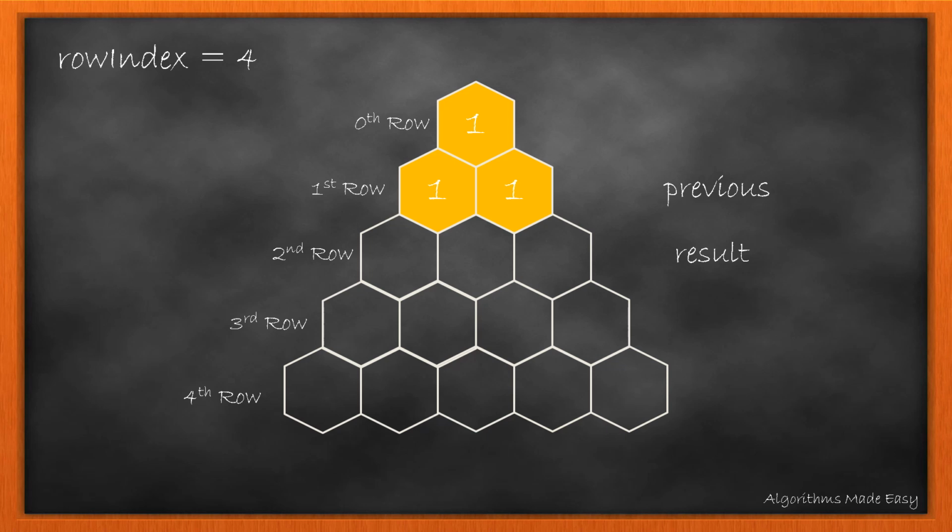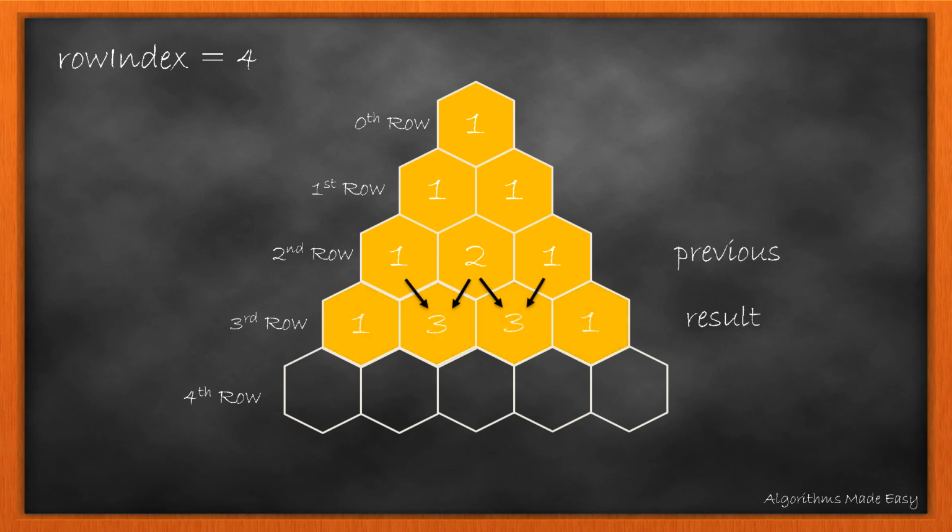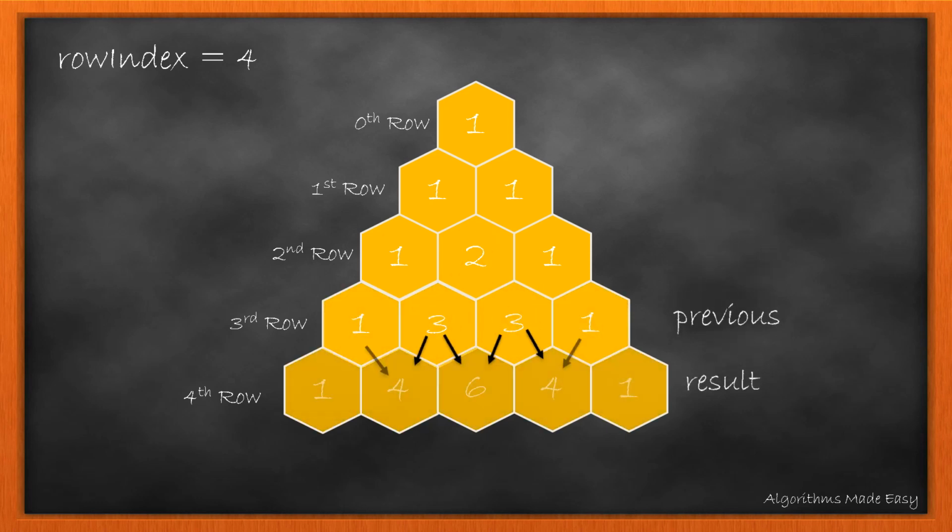Updating the previous to first row, we find the second row now. We add 1 at the start of the list. Now the next value is the sum of the previous row values. Then we add 1 at the end of the list. We continue doing it till we reach the row index and then we return it.